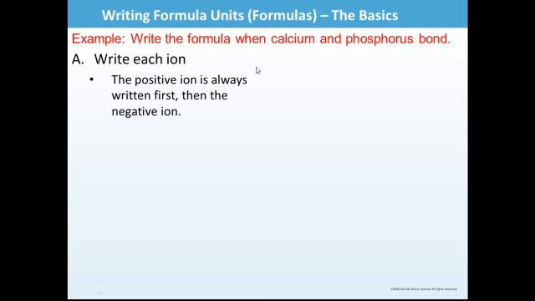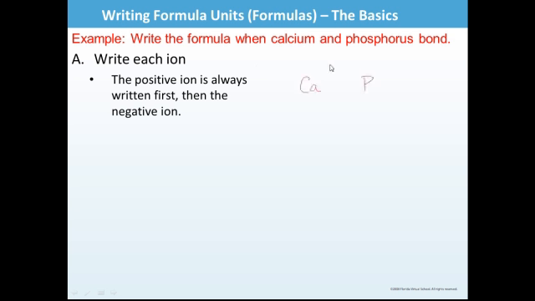Writing formula units. Basically, all that means is write the formula. Formula unit, formula, same thing. Don't let the words confuse you. So we are going to write the formula when calcium forms a bond with phosphorus. The first thing we do is write each ion. We know calcium is Ca, phosphorus is P.